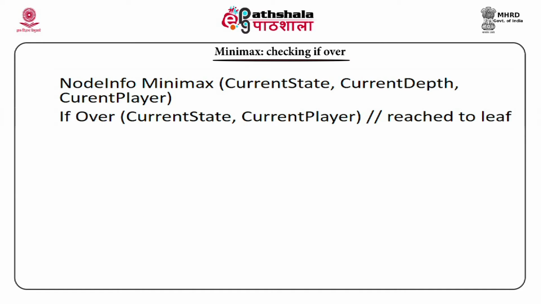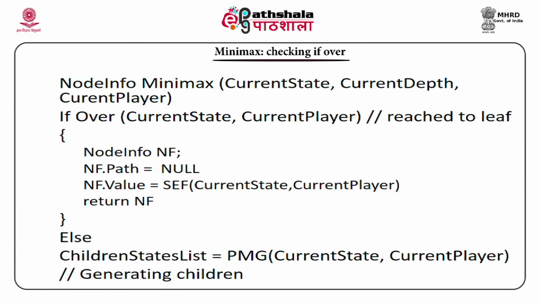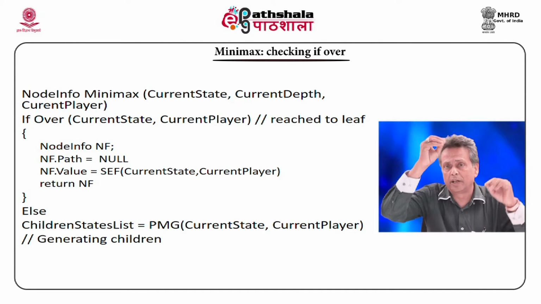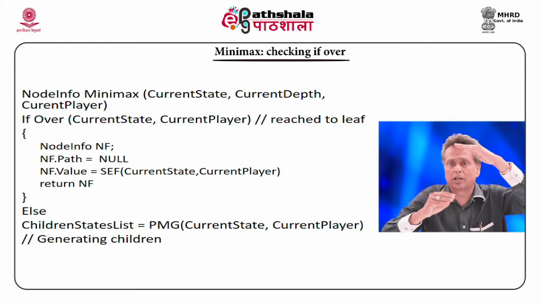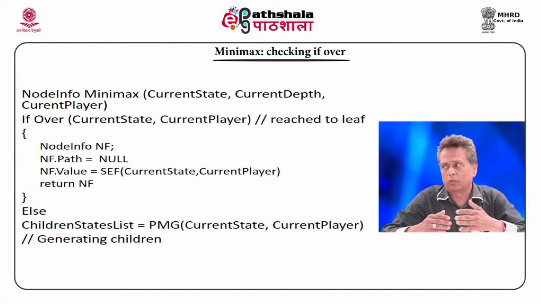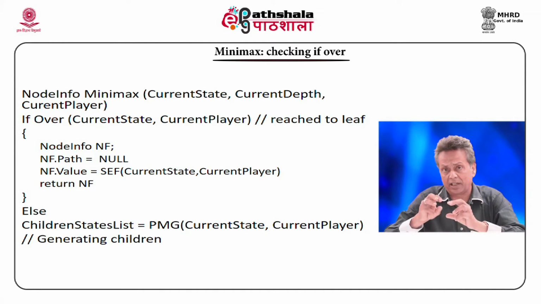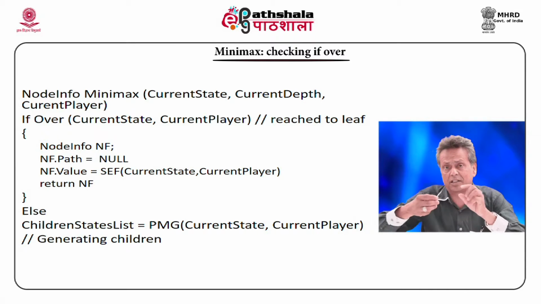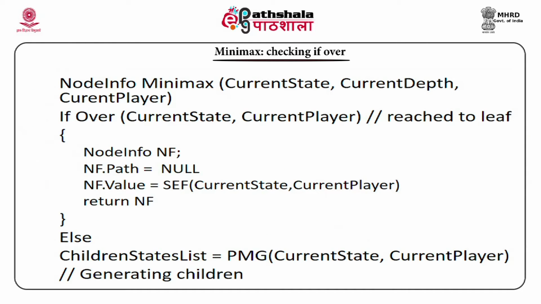Now let us begin the exploration of the algorithm itself, the Minimax algorithm. The first statement that you encounter is Minimax. The arguments are current state, current depth, and current player. Why these three? Because we are moving in. It can be the first move, the third move, or the fifth move. So what's the current state? We'll have to provide this current state, because unless we provide the current state, we will not be in a position to apply PMG to it and generate children.